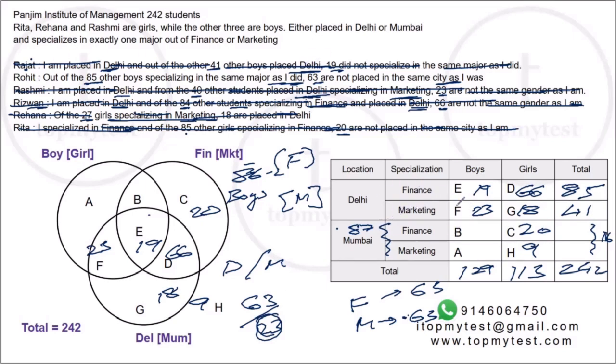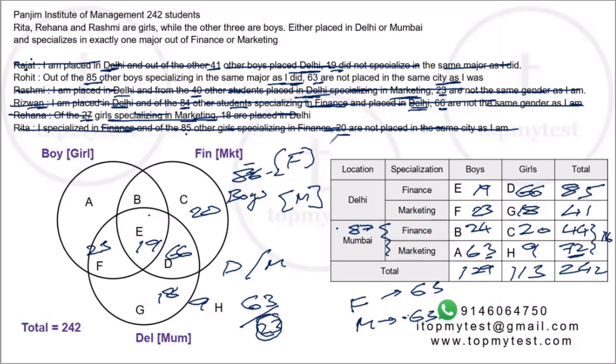Delhi 23 has to be marketing, which means Bombay boys marketing would be 86 minus 23, which is 63. That's the only way possible. So we can also find Bombay boys finance: 87 minus 63, that should be 24. So I've filled this up. Now I can fill row wise as well. This is 44 and this is 72. I've filled up every single value over here.